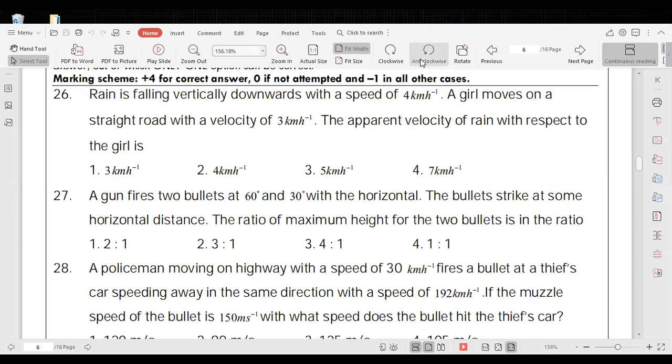Listen to the problem. Rain is falling vertically downwards with a speed of 4 kilometer per hour. A girl moves on a straight road with a velocity of 3 kilometer per hour. The apparent velocity of rain with respect to the girl, or the relative velocity of rain with respect to the girl, is the question they asked. I think you have studied, you have seen the question.